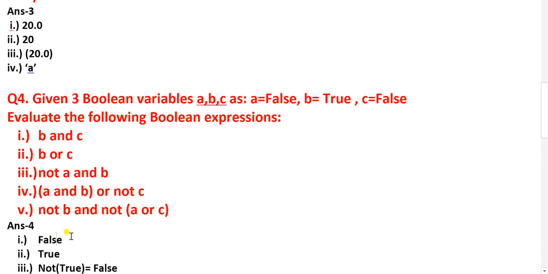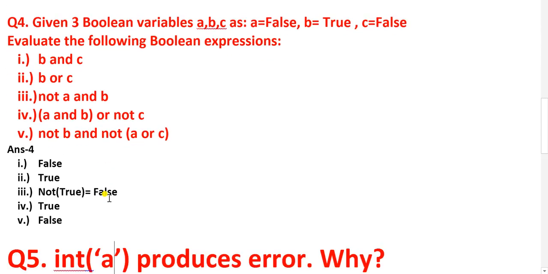Next, not a and b. First it will calculate a and b. A is false and b is true, so it will give you false, and not false is true. Next, first it will calculate a and b, then not c, then it will perform the or operation. So the answer is true. Same with the fourth part, not b and not a or c, it will give you the answer false.